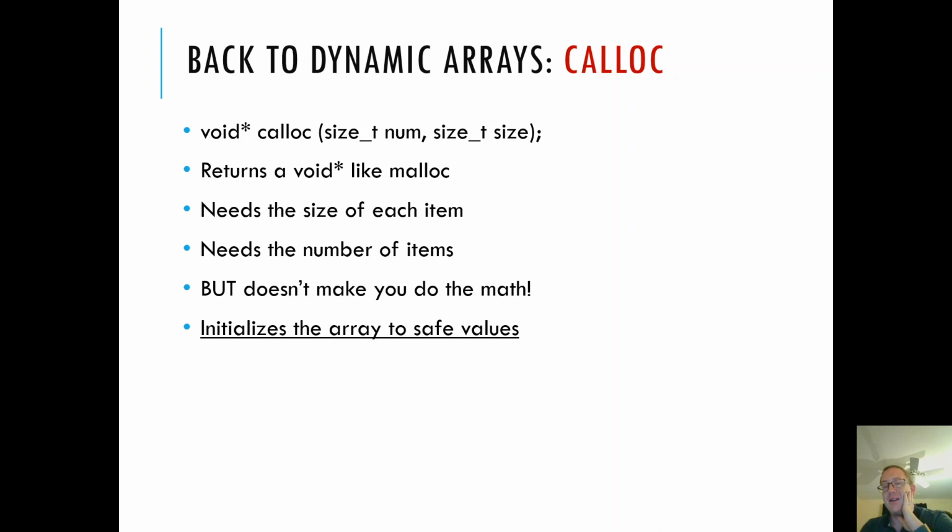CALLOC initializes the array to safe values. That's the reason some people swear by using CALLOC all the time. I'm on the fence with this one. So here's what CALLOC does. It will say, okay, you want an array of 400 elements. I'm going to set all 400 elements to some safe value. Maybe it's the value 0 everywhere. And then I'm going to give you the array.